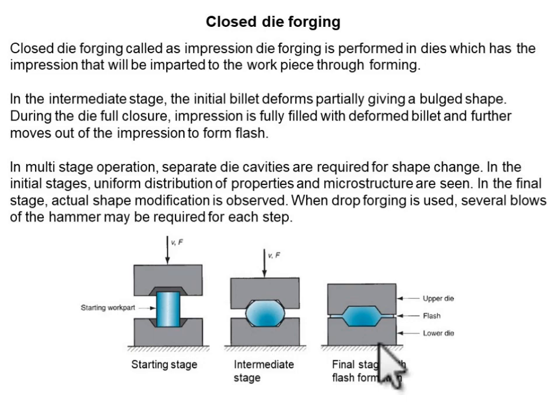These are the three intermediate positions of closed die forging. First one is the starting stage, then the intermediate stage, and the final stage. Again, if you want, this operation may be performed in multi-stage. Multi-stage means firstly we compress the material to a certain limit here, and in the next die we perform compression to another extent, and in the third die again we compress the material to a further extent. So closed die forging can be performed as a multi-stage operation, where we will use separate die combinations.